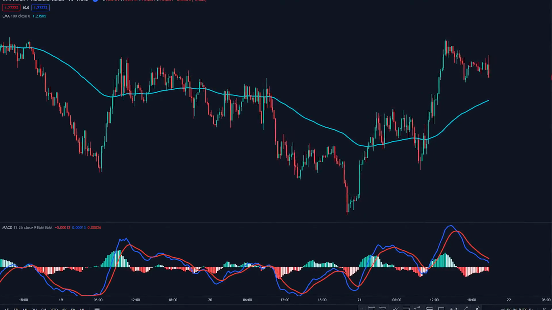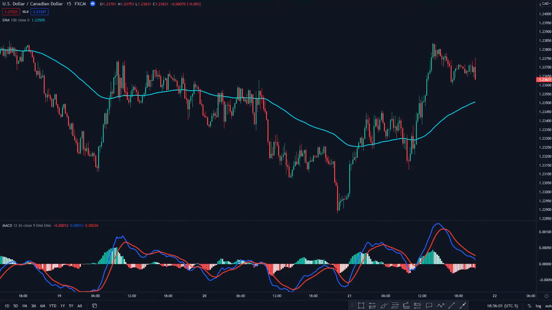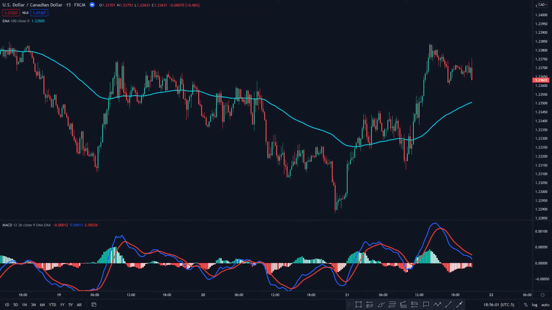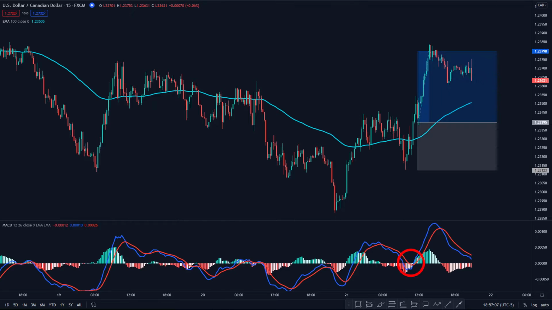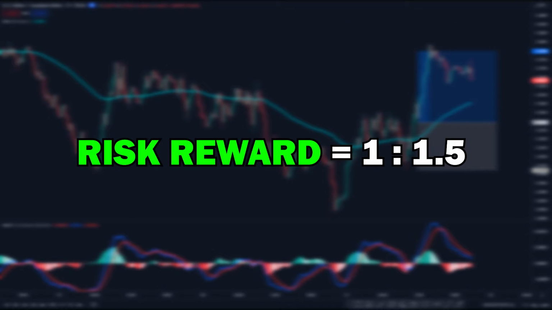But later, the price action went above the 100 EMA, indicating that the overall trend of the market has become bullish. Right after that, we can see that the MACD line has crossed over the signal line, showing a bullish crossover. Hence, this is the zone where we would want to take the buy position. And we can see that the market shot up to the upside right after we took the buy position. Now for the exits, we'll be placing our stop loss below the swing low and the take profit 1.5 times the stop loss, which would give us a risk-reward ratio of at least 1 to 1.5.